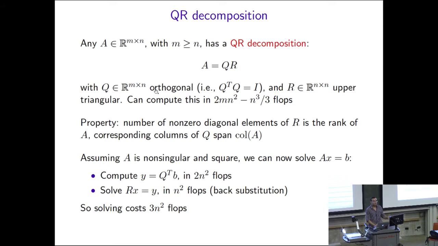Where Q is an orthogonal matrix, it's m by n, where the columns are orthonormal. So that means it satisfies Q transpose Q equals the identity. And R is upper triangular. Okay, that's the structure for a QR decomposition. And you can compute this, let's say I'm talking about a square matrix, so this is actually n by n, in something a little cheaper than 2n cubed flops.